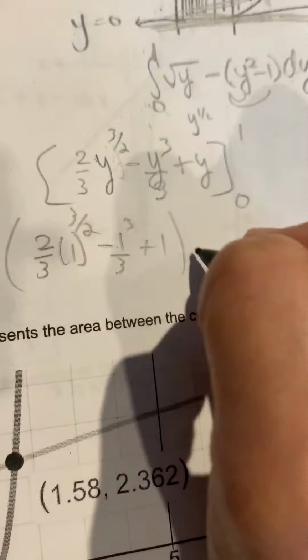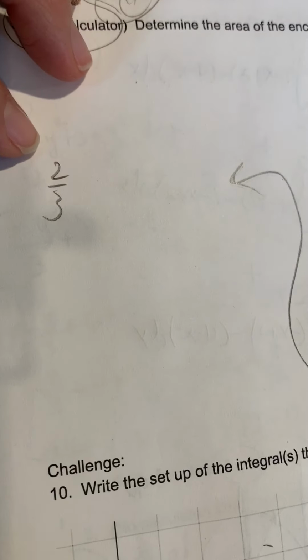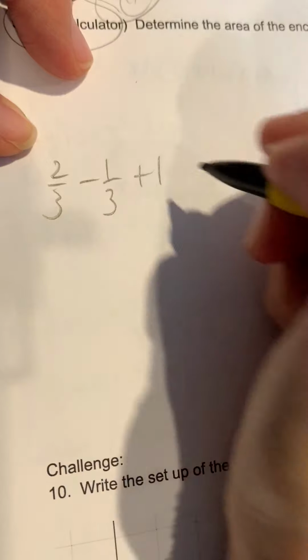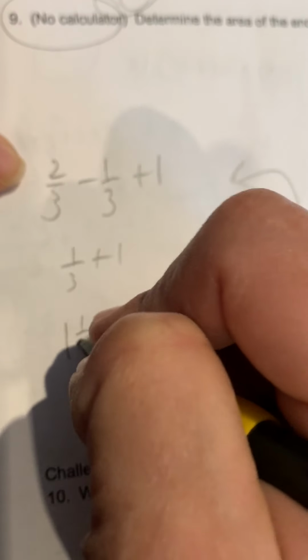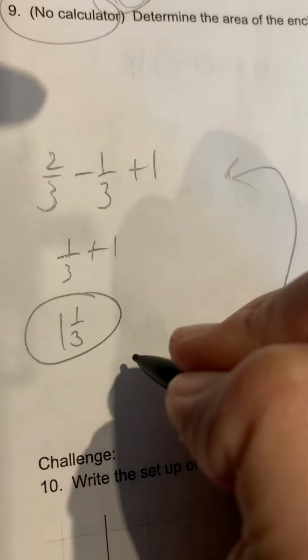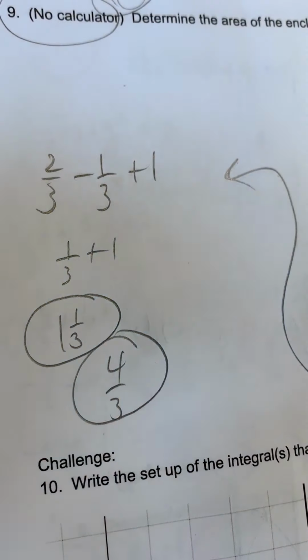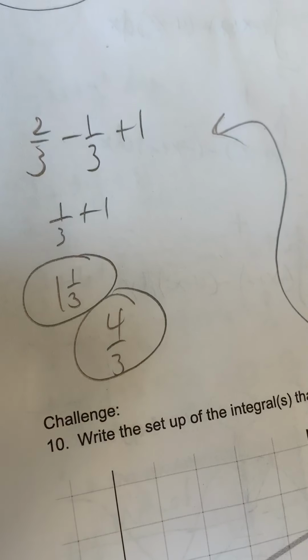Fun stuff. Now this, I'm going to bring this over here, and that is 2/3 minus 1/3 and plus 1. So that's just 1/3 plus 1. So this is just 1 and 1/3, or I don't know, you can say 4/3, whatever floats your boat, people. And there you have that.